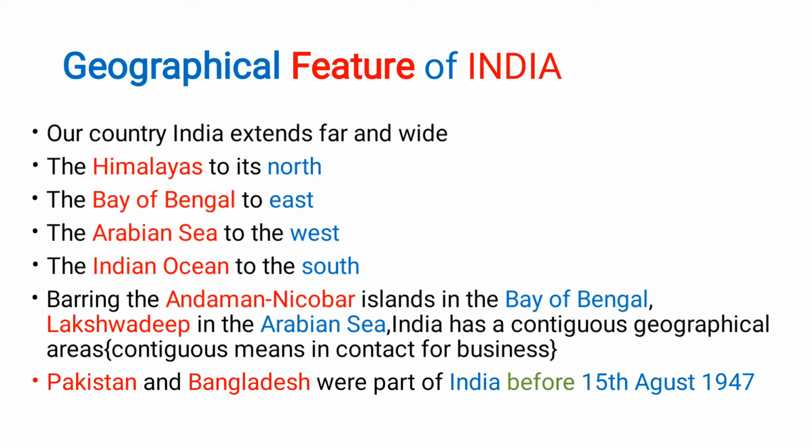Now in this slide, it is already clear that in our India map, the Himalaya lies to the north. If you see the map, you can easily recognize the Himalaya to the north, the Bay of Bengal to the east, the Arabian Sea to the west, and the Indian Ocean to the south, the Andaman Nicobar Islands in the Bay of Bengal and Lakshadweep in the Arabian Sea. Pakistan and Bangladesh, these both countries were part of India before 15th August 1947. Okay, we'll move on to the next slide.